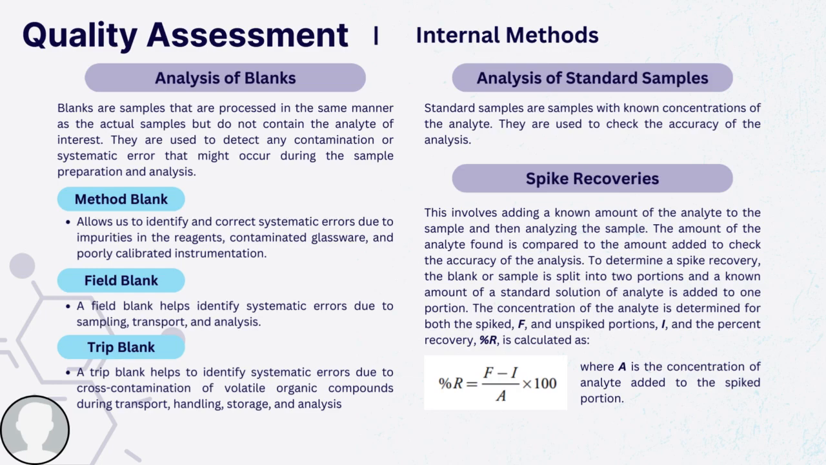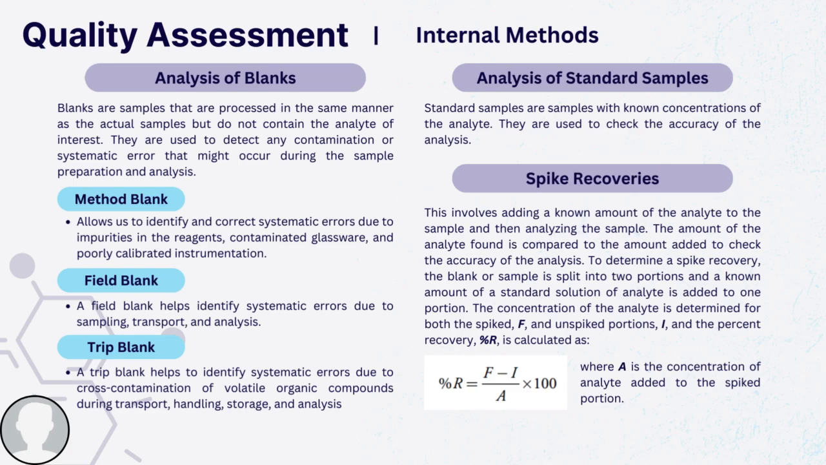The second internal method for quality assessment is analysis of blanks. Blanks are samples that are processed in the same manner as the actual samples, but do not contain the analyte of interest. They are used to detect contamination or systematic error that might occur during the sample preparation and analysis.